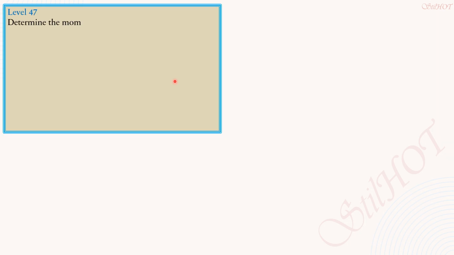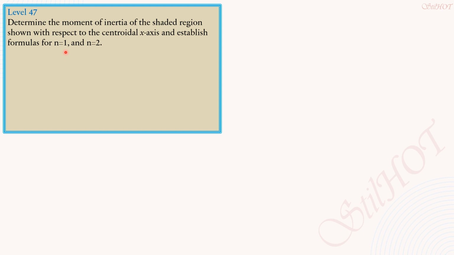Level 47. Determine the moment of inertia of the shaded region shown with respect to the centroidal x-axis and establish formulas for n equals 1 and n equals 2. So let's have this region so that we can use this in future problems. So the equation of this curve is y equals kx to the n, and this is the figure. We consider the region above it. At this point, when x is b, y is h, so we consider a horizontal strip.